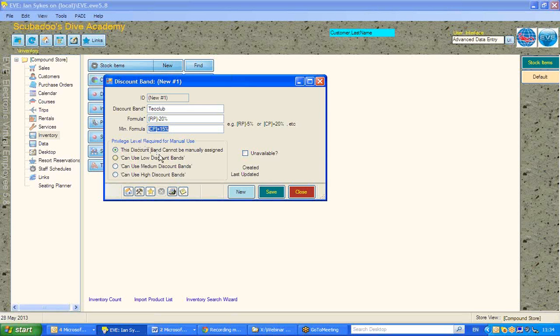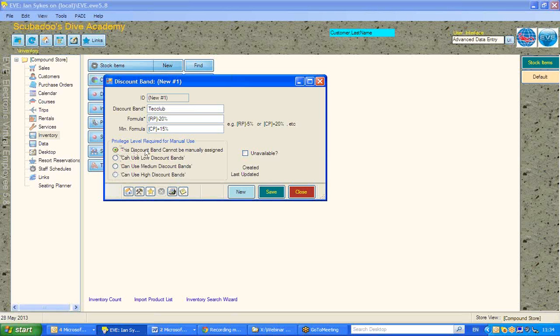You'll note down here that there are four options about any discount band. Can this be a discount band that is manually assigned? In employee privileges, you can give that privilege to any member of staff that they can or cannot assign discount bands manually. And for discount bands where you do want them to be able to assign manually, you would say yes to this one by choosing one of low, medium or high.